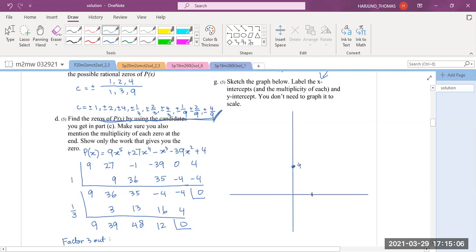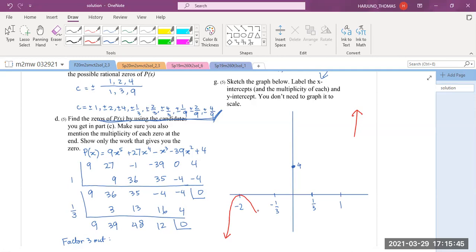The x-intercepts are (1/3, 0), (1, 0), (-1/3, 0), and -2 with multiplicity of 2. Now, we know the far-end behavior is negative infinity on the left-hand side and positive infinity on the right-hand side. Now let's fill up the gap in between. Negative 2 is a zero with multiplicity of 2, so it will behave like an x squared at that critical number. Degree of 2, multiplicity of 2, it won't change sign. It will just touch, not cross, the x-axis.